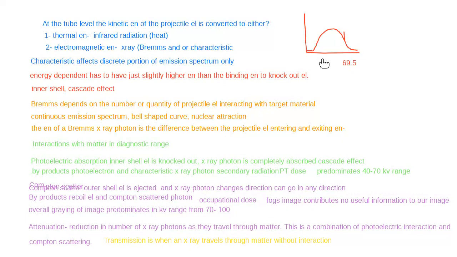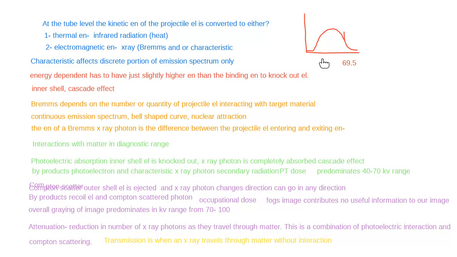Those two interactions are the ones where the projectile electron interacts with the target material. With BREMS, the more projectile electrons I send across, which is your tube current, the higher that tube current is, the more BREMS X-rays I would have, and the more heat. Keep those two things in mind because the heat's always going up with the tube current going up. So the more projectile electrons I have, the more BREMS I'll have.